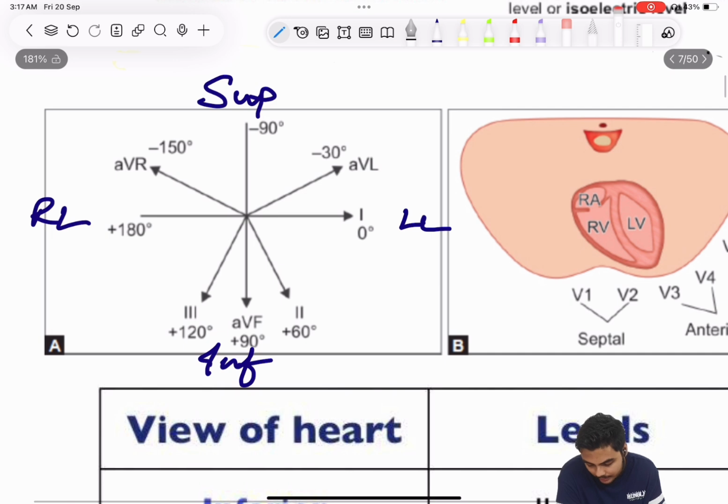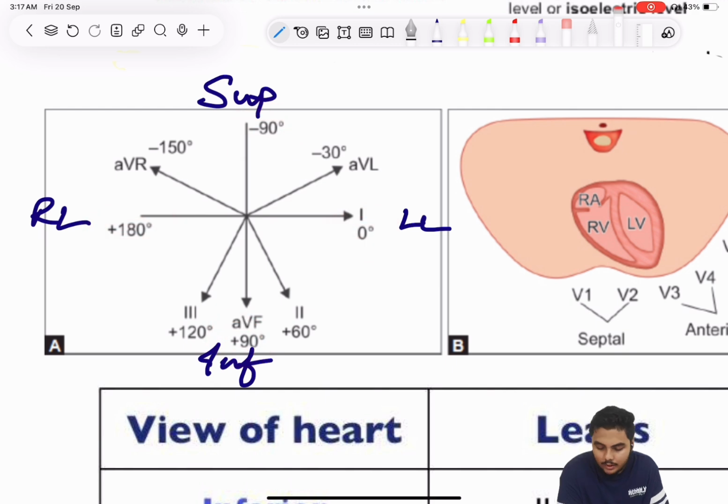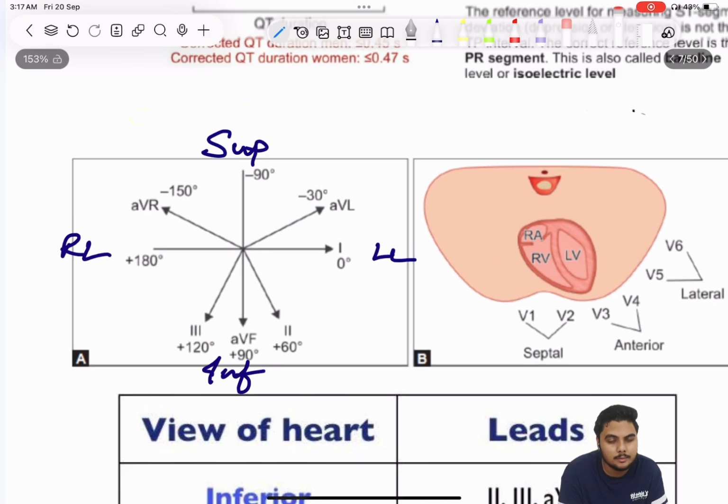Also, apart from the leads, you can see here some degrees which are written. These degrees are used to calculate the axis of an ECG. Each and every ECG that you see has some axis. I will talk about it later, but just remember, guys, the surfaces of the heart and the leads that correspond to them.